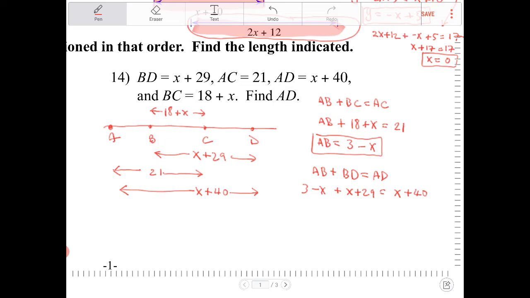So if I were to combine like terms, I end up with 32 is equal to X plus 40, or X is equal to negative 8. And I'm not going to make the same mistake twice because I didn't answer the question yet. It says find AD, right? So if X is equal to negative 8, then what will be the length of AD? AD will equal 32.